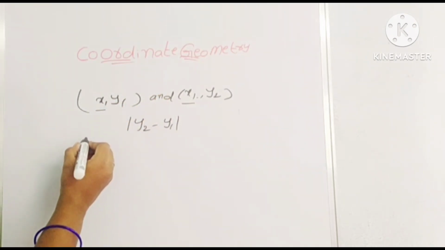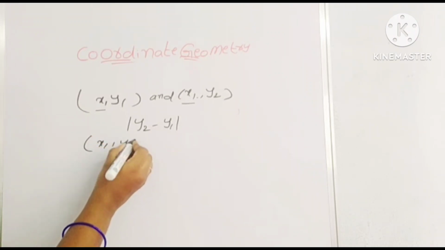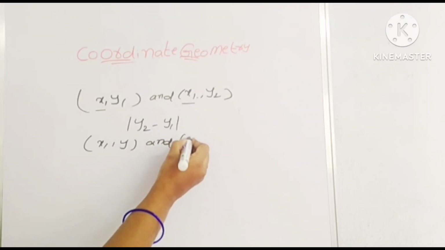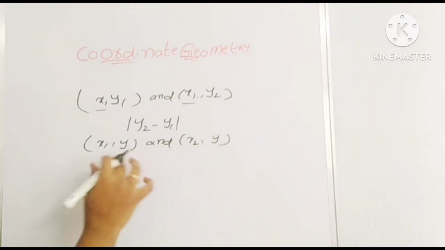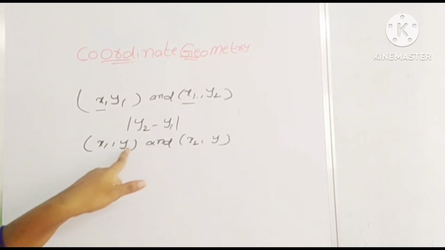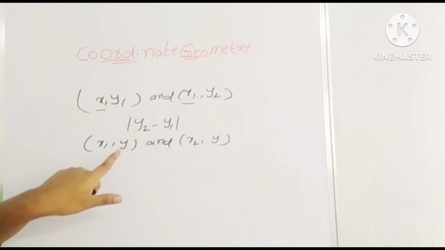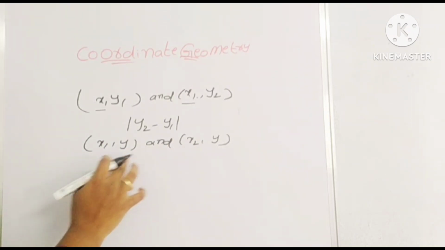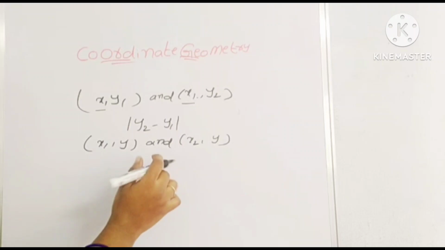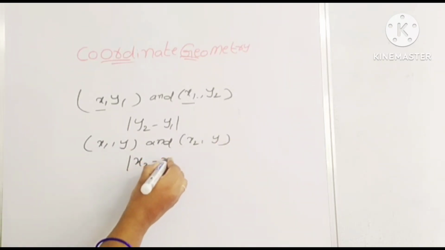Now we have to find out the distance between the 2 points x1 comma y and x2 comma y. It is a line parallel to the x-axis. Why? Because here the y coordinate is always the same, so the line is parallel to the x-axis. So the distance between those 2 points is modulus of x2 minus x1. This is another formula for the distance between those 2 points.